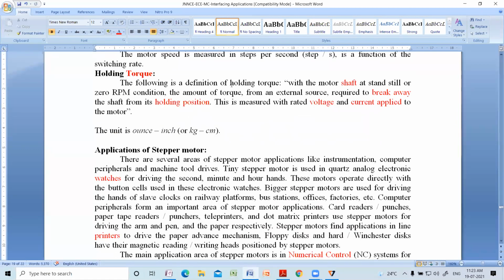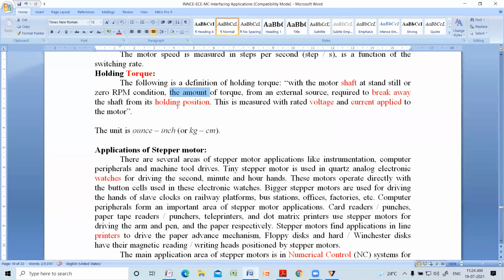Holding torque. The following is the definition of holding torque. With the motor shaft at standstill or 0 RPM, the amount of torque from an external source required to break away the shaft from its holding position. So the amount of torque required from an external source to break away the shaft from the standstill position into rotation at the beginning. How much torque is required from an external source? So this is called holding torque.